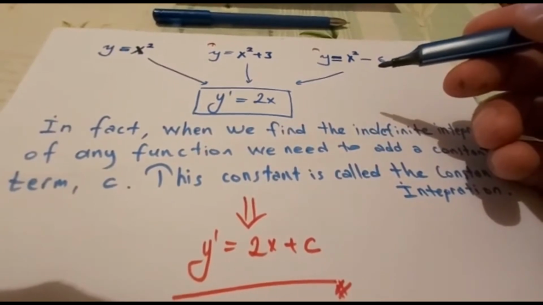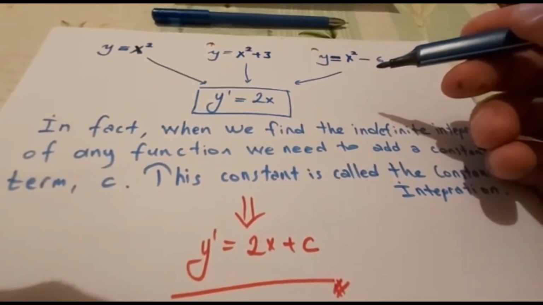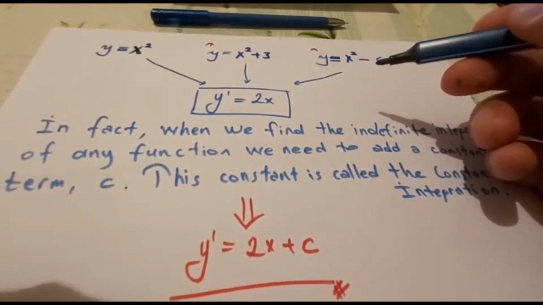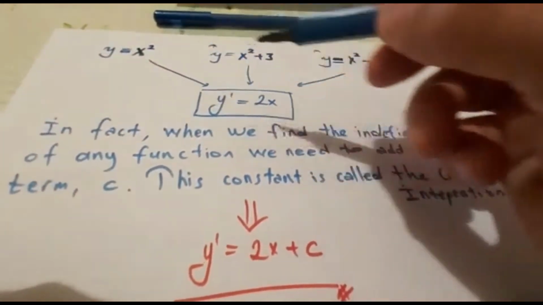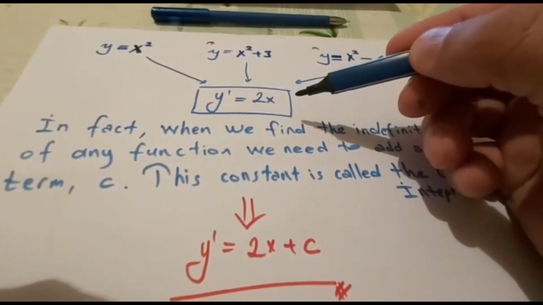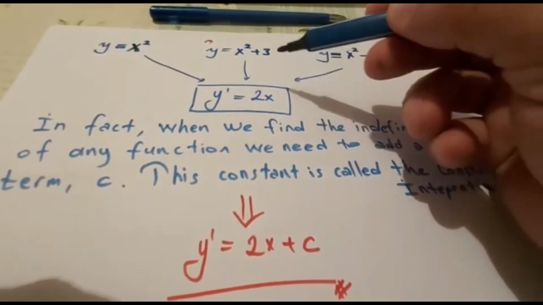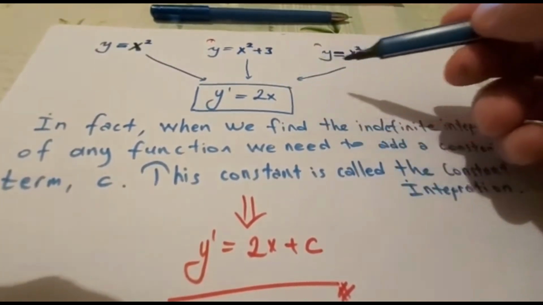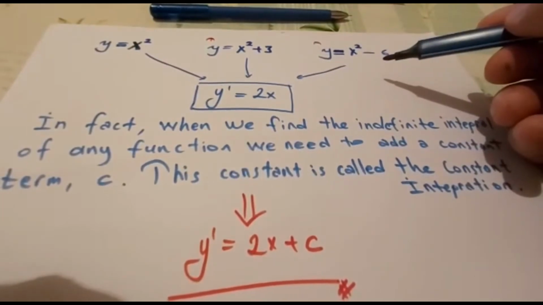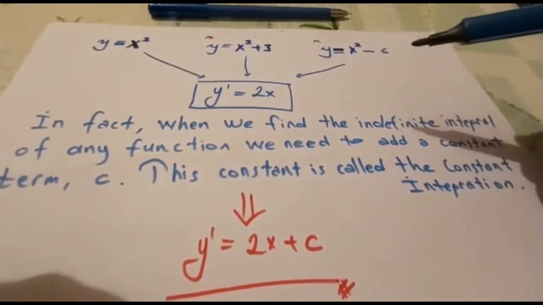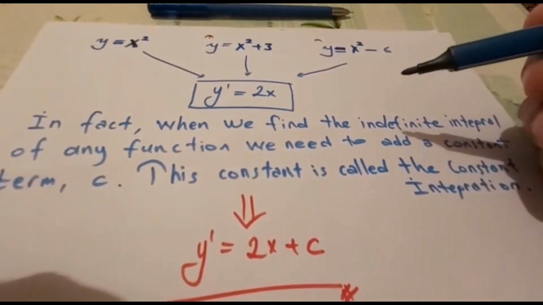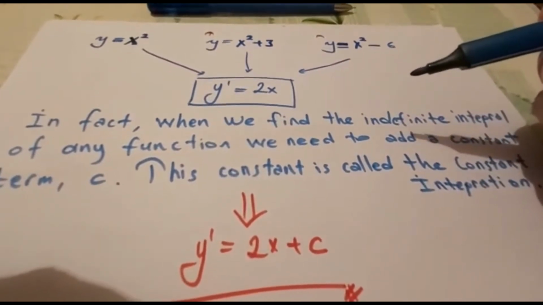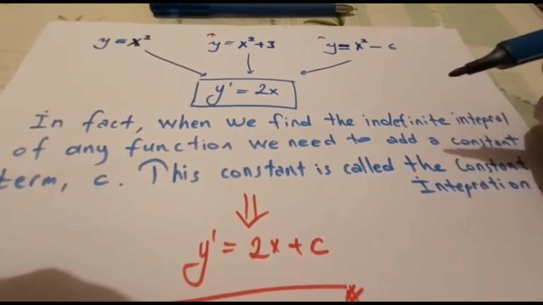In other words, the integral of 2x could be x squared, or x squared plus 3, or x squared minus 6, or any other expression of the form x squared plus c, where c is a constant number.